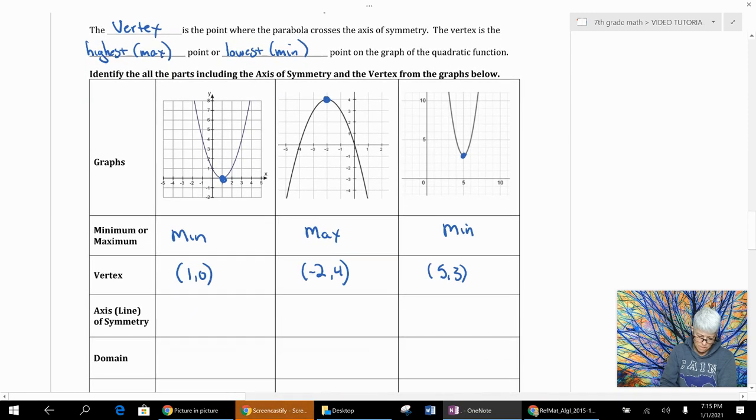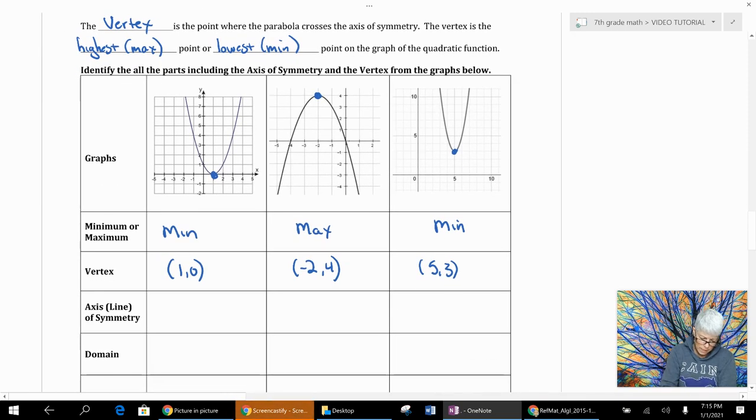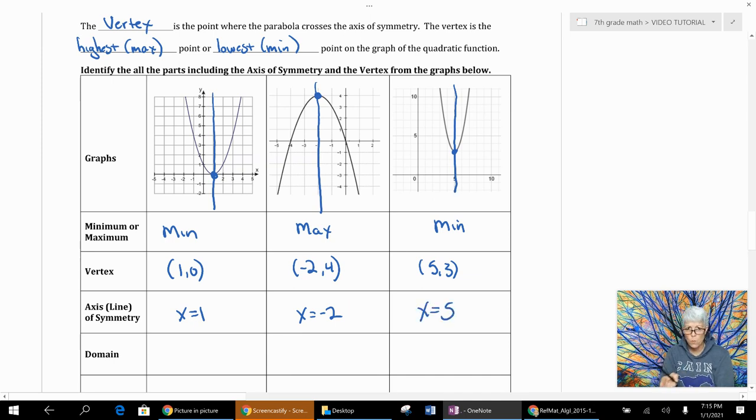All right? Moving on. The axis of symmetry, here's that line that just divides it. That is an equation of the line. It's an x line. And so it is x equals 1. On this one, it's x equals -2. And on this one, it is x equals 5. Now I'm going to go ahead and show you right now, it's one of the questions at the bottom of the paper. If you notice, the x value of the vertex and the line of symmetry are the same exact number. So note that. It might save you some time later.